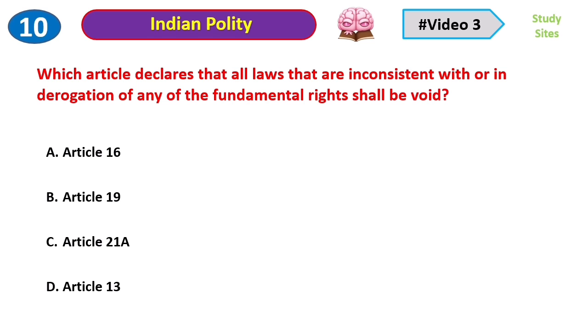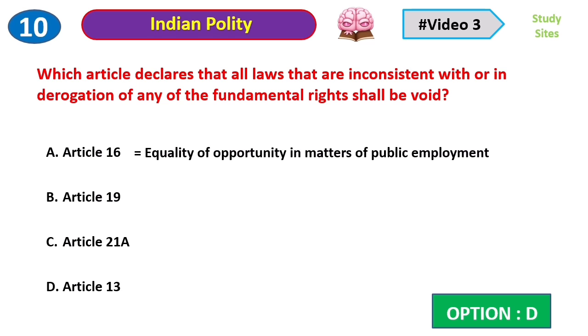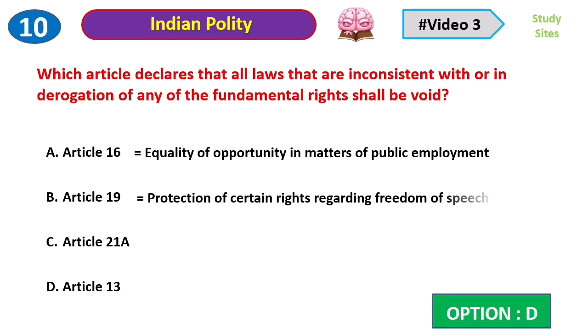Which article declares that all laws that are inconsistent with or in derogation of any of the fundamental rights shall be void? Article 13. And friends, Article 16 deals with equality of opportunity in matters of public employment. Article 19 deals with protection of certain rights regarding freedom of speech. And Article 21A deals with right to education.